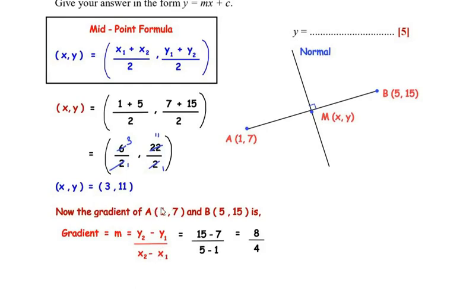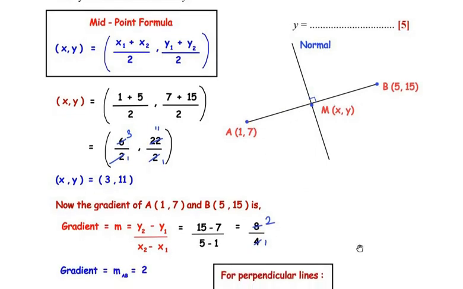So here we have considered the coordinates of A as x1, y1 and coordinates of B as x2, y2. So y2 minus y1 becomes 15 minus 7, over x2 minus x1 becomes 5 minus 1. Now 15 minus 7 gives you 8, over 5 minus 1 gives you 4. Now 4 divides 8: 4 1 times is 4 and 4 2 times is 8. So we get the gradient of the line AB as 2. So here we have written the gradient of the line AB, that is MAB, is equal to 2.